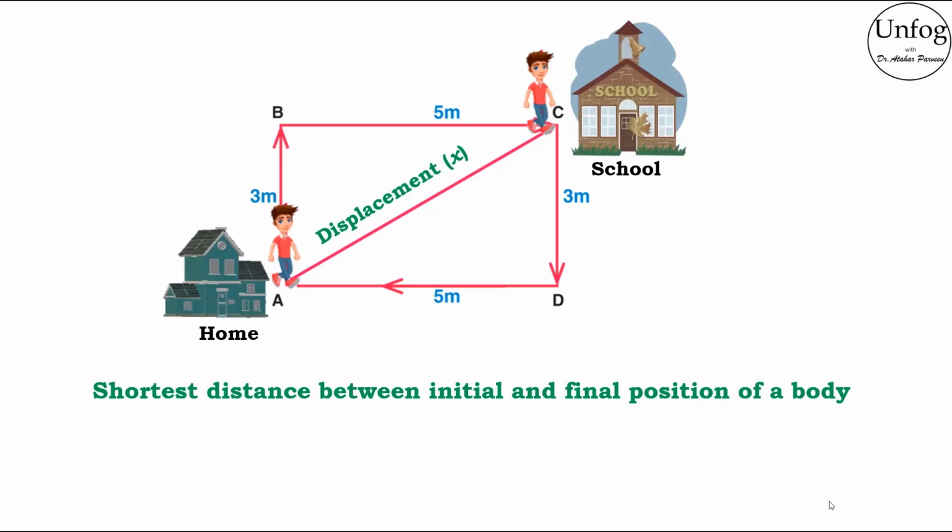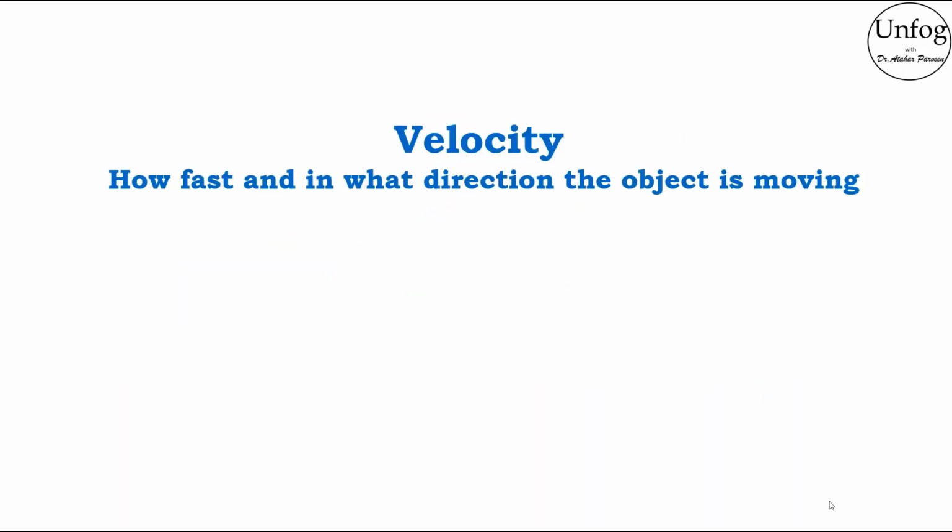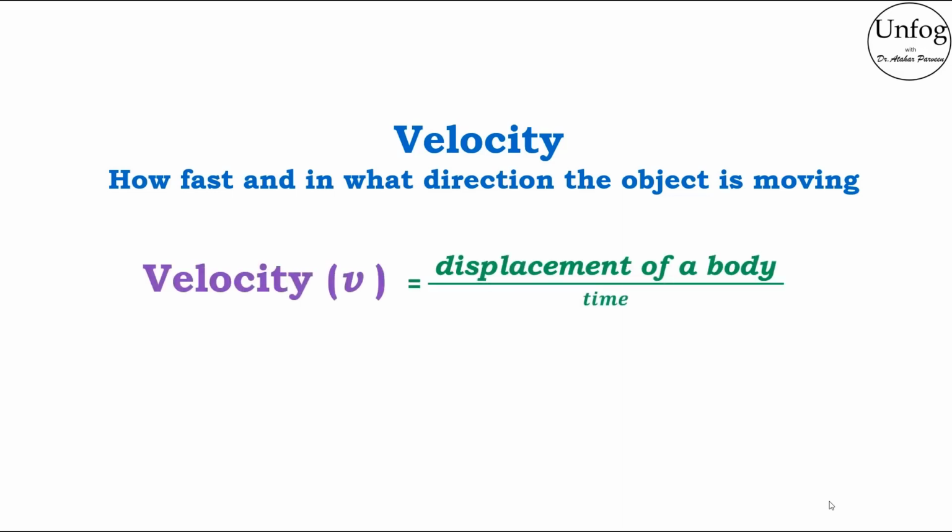Velocity tells about how fast and in what direction the object is moving. It is the change in displacement of a body over time. Velocity is denoted by lowercase v and its SI unit is meter per second.